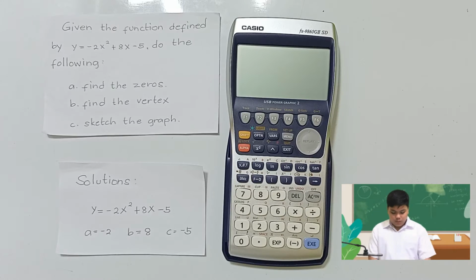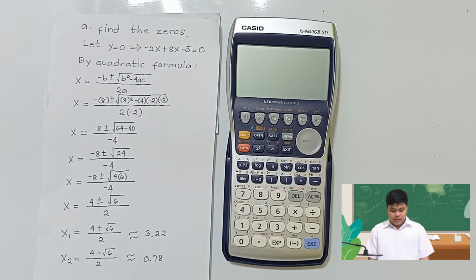For letter A, we're going to find the zeros. Since our equation is not factorable, we're going to use the quadratic formula. The quadratic formula is x is equal to negative b plus minus the square root of b squared minus 4ac all over 2a. Then substitute the values for a, b, and c. So here's our solution. Our x sub 1 is 4 plus the square root of 6 all over 2, approximately 3.22, and x sub 2 is 4 minus the square root of 6 all over 2, approximately 0.78.